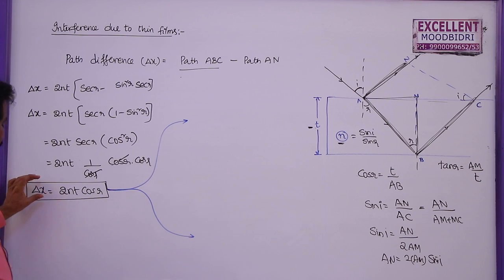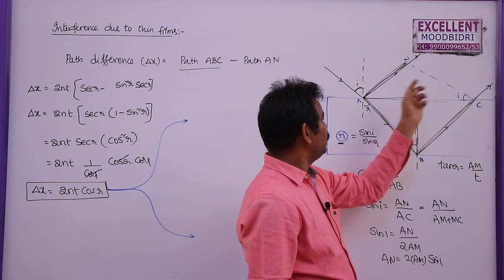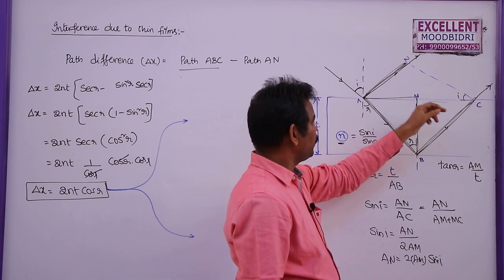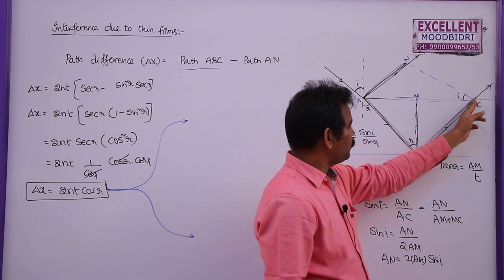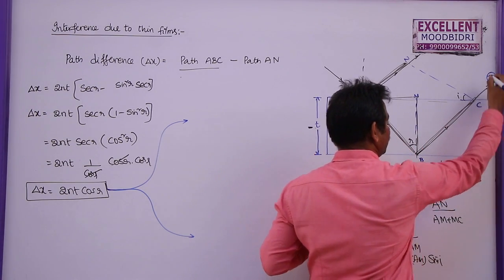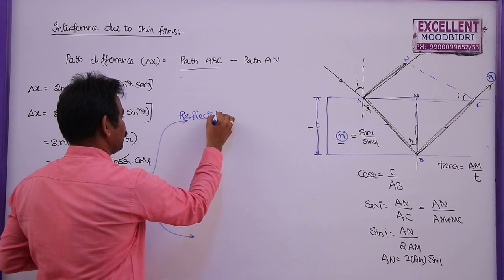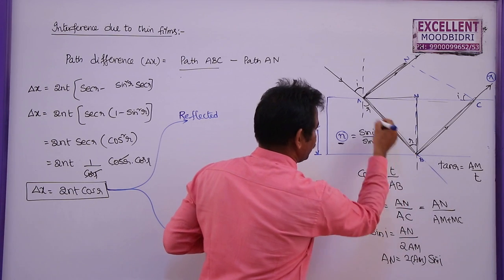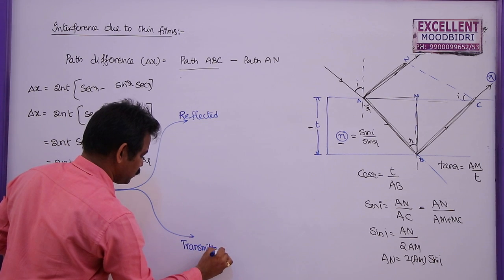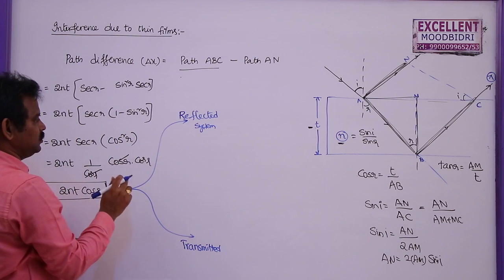Here the path difference we obtained is 2nt cos r. For reflected rays, there is no phase difference for this one, as it is bouncing from the denser medium, but it is reflecting from this denser medium to rarer medium, so there will be a phase difference of pi here. So now we can write for reflected system as well as for transmitted system. So this is for transmitted system. In reflected system we can write 2nt cos r.